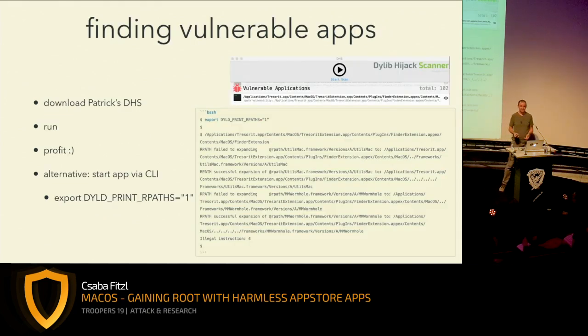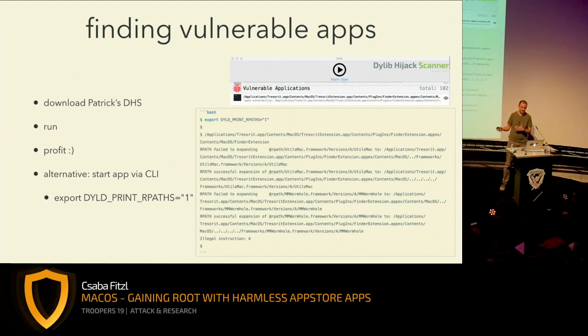So how do you find vulnerable applications? Well, Patrick made a tool. It's called the dylib hijack scanner, DHS. You can download it, run it, and it will show you all the applications that are vulnerable. That's super easy.